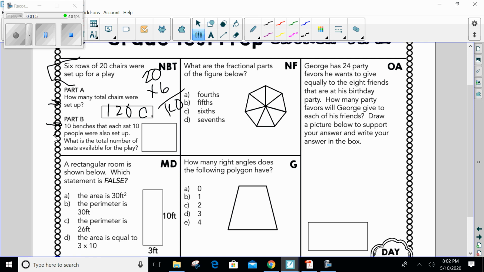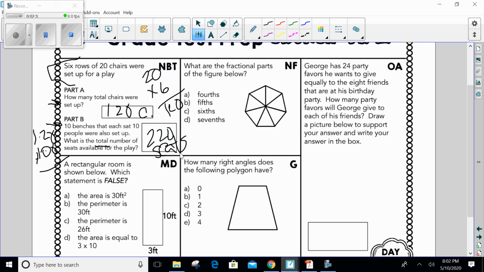So what is 10 times 10? You guessed it, it's 100. Very good. But are we done? No. Now we have to figure out what is the total number of seats available for the play. We're going to add those two numbers. So 120, those are the chairs, plus 100, that is your benches. And how much is that? It is 220 seats. Okay, awesome.